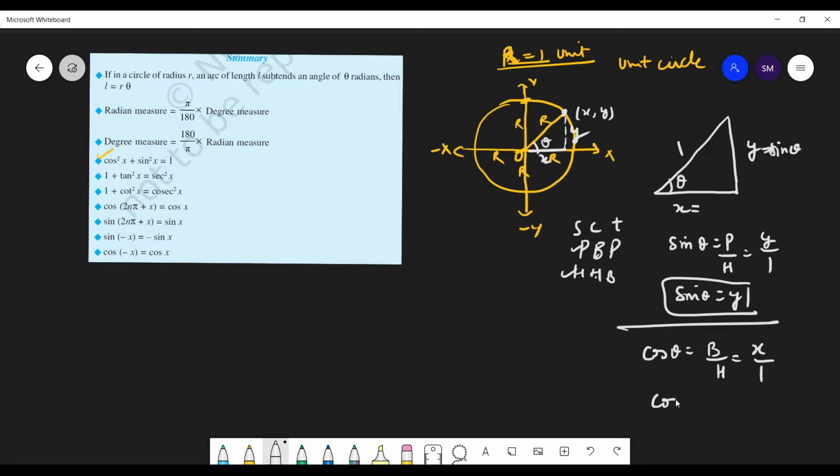So what do I get? Cos theta is equal to x. So can I write here the coordinates in terms of theta? Yes. What will be the coordinates? Instead of x I can write here cos theta, and sin theta. So these are your coordinates, cos theta, sin theta.